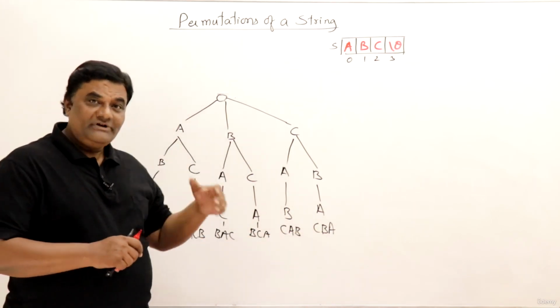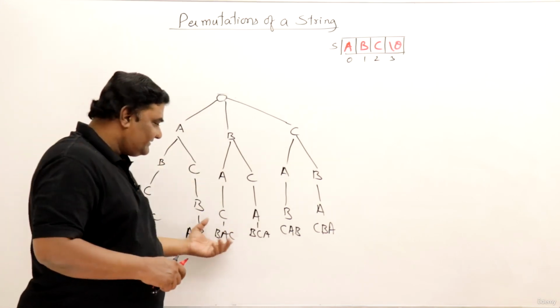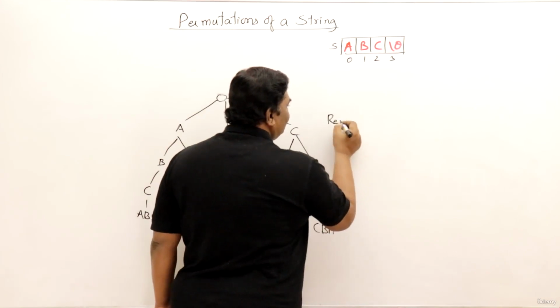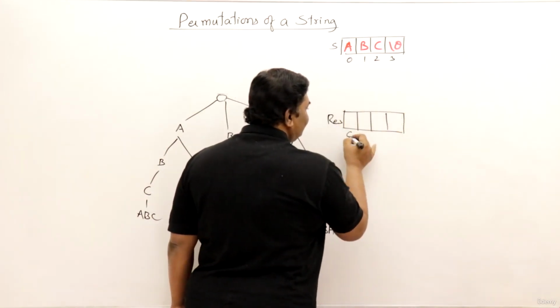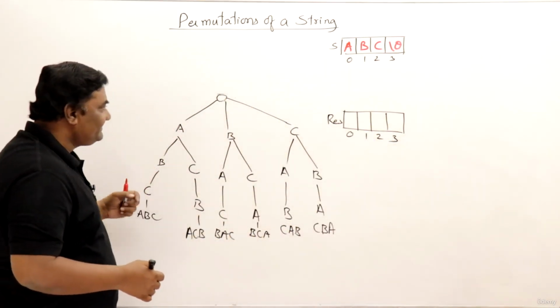So we need a few data structures here. Already we have a string, but we need to prepare the result. So let us take a result. We'll take an array as a result. This should be of the same size, with indices 0, 1, 2, 3. In this we will be storing these alphabets A, B, C.